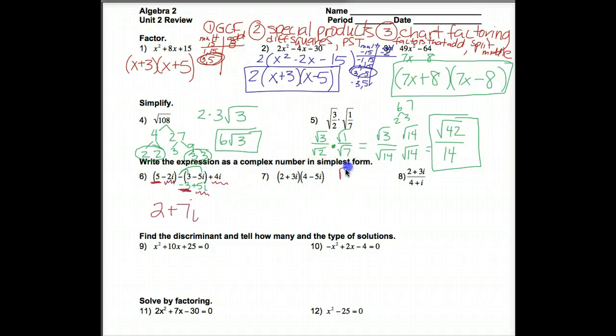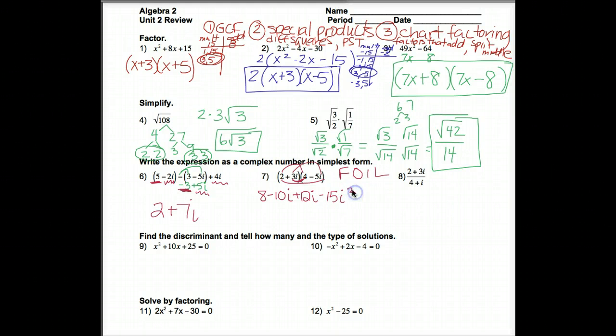Number 7, this is multiplication, and since it's a binomial times a binomial, we have to FOIL it. So F is for first terms, 2 times 4 is 8. O is for outside terms, 2 times negative 5i is negative 10i. Inside terms, 3i times 4 is 12i. And last terms, 3i times negative 5i is negative 15i squared.